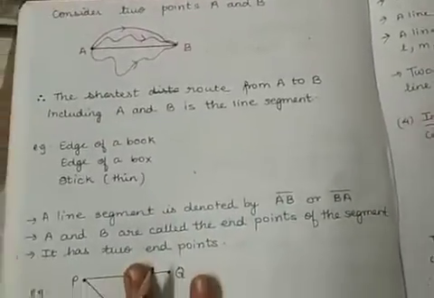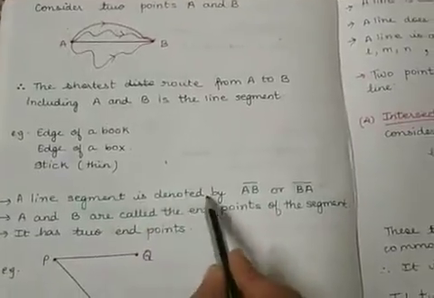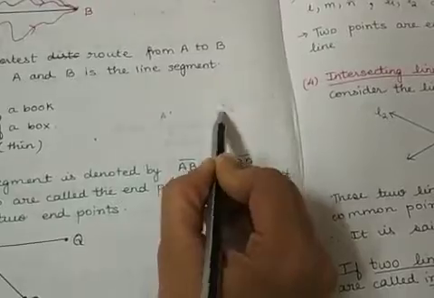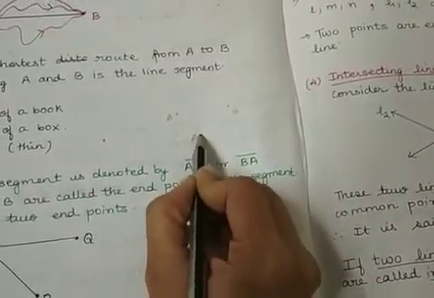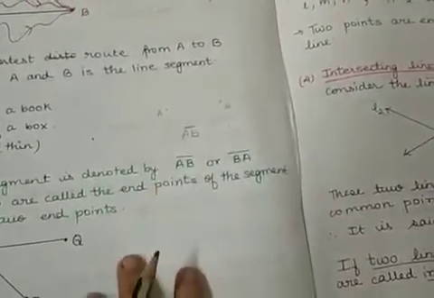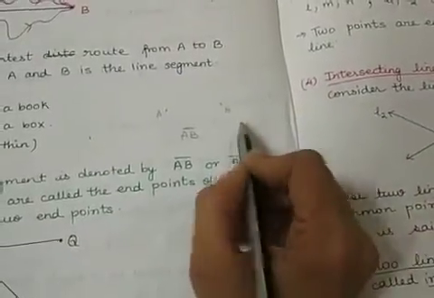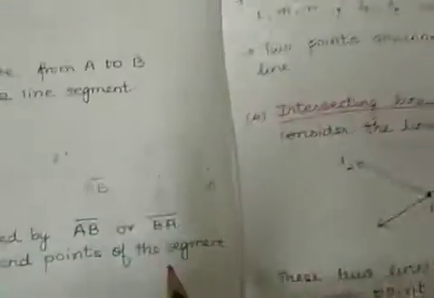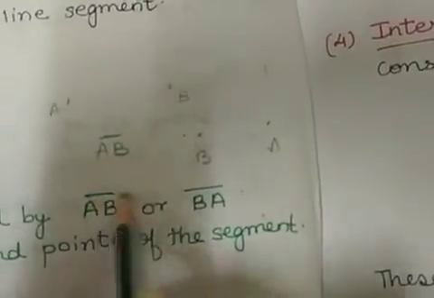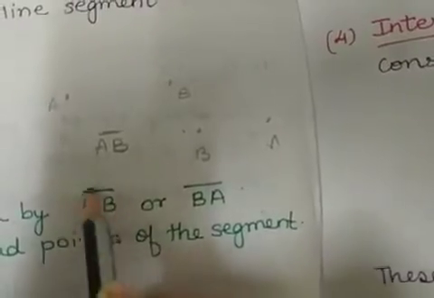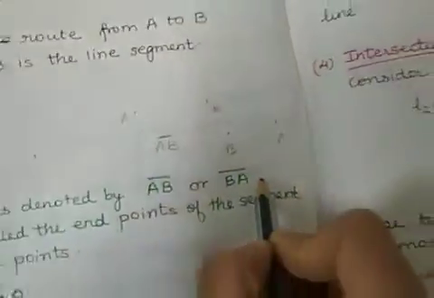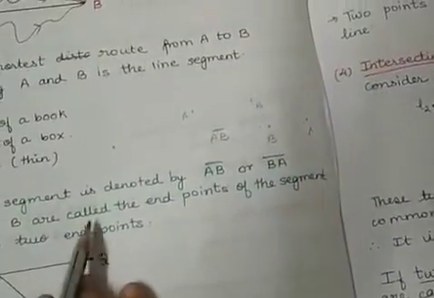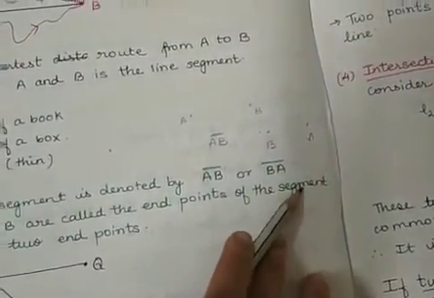Now how is a line segment denoted? If the 2 points are A and B, it is denoted by AB with a line on top like this. It can also be denoted as BA, written with a horizontal line on top of BA. This is how we denote a line segment. A and B are called the endpoints of the line segment.